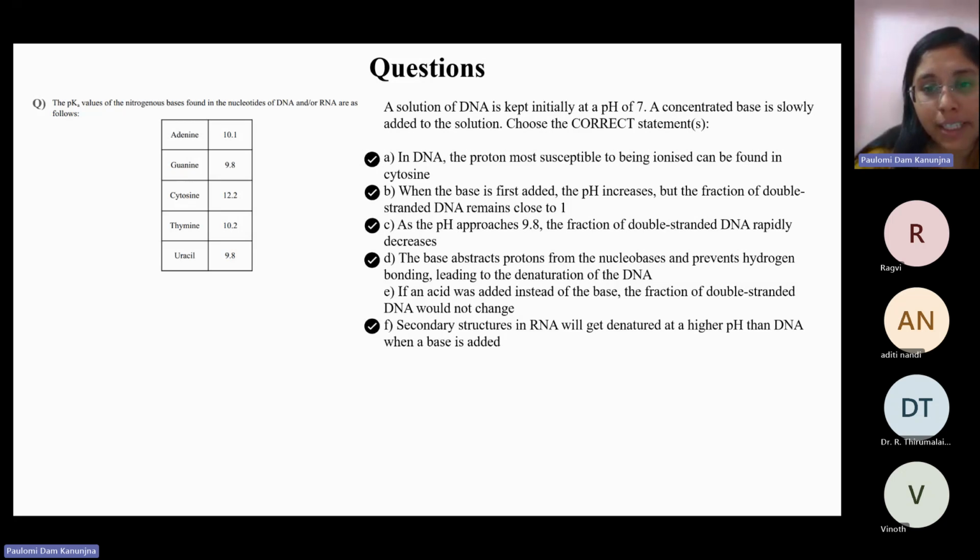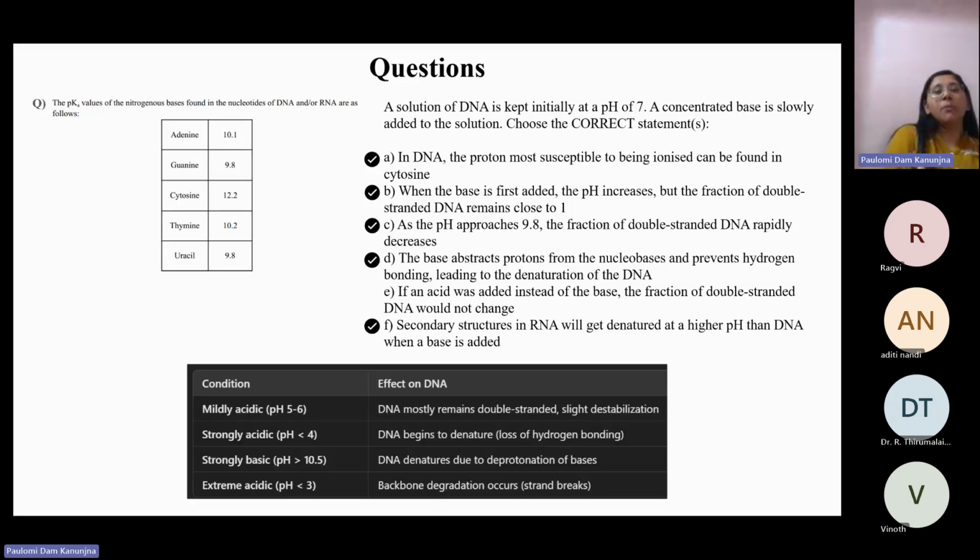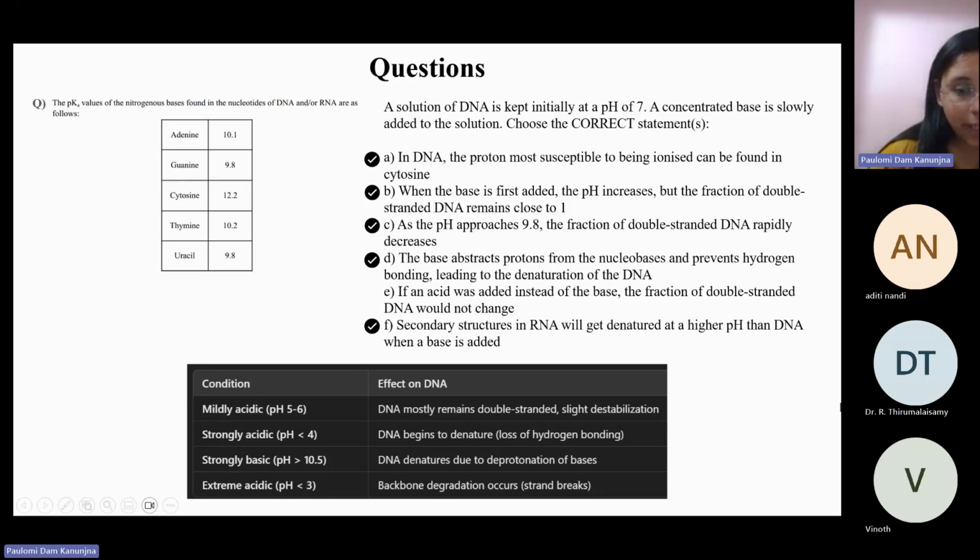Second, when the base is first added, the pH increases. I would like you to look at this table here. DNA is more stable at pH 7. When you add your first base, the pH will increase, meaning it will become basic, but the double-stranded fraction will remain close to 1. The DNA will remain in double-stranded form. Nothing will structurally damage the DNA.